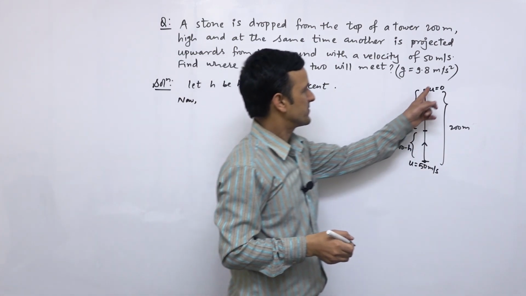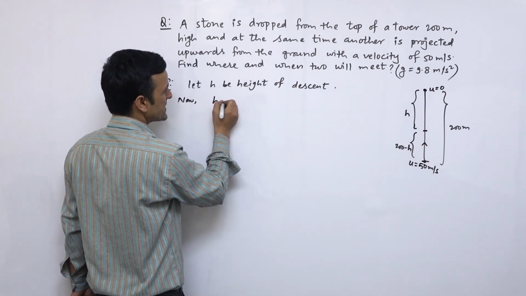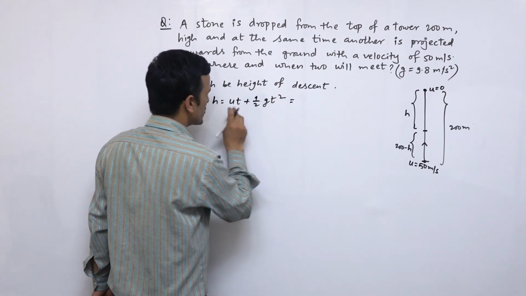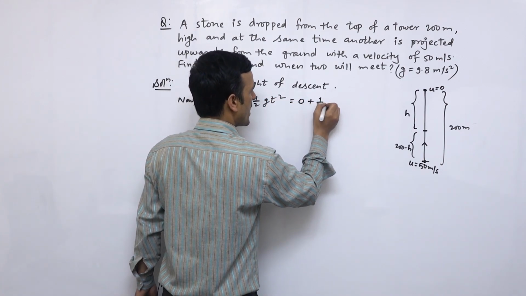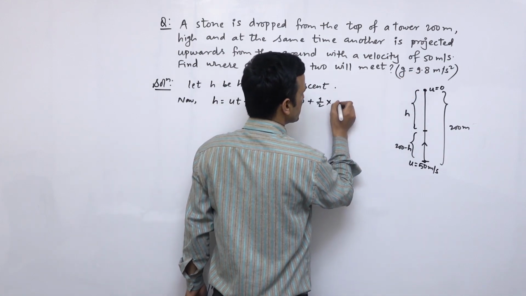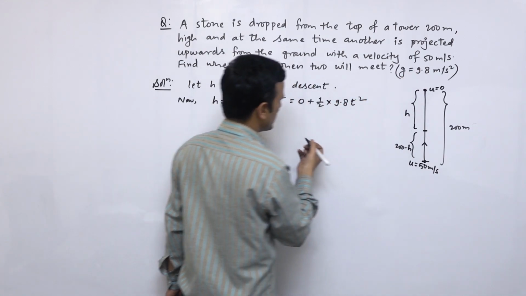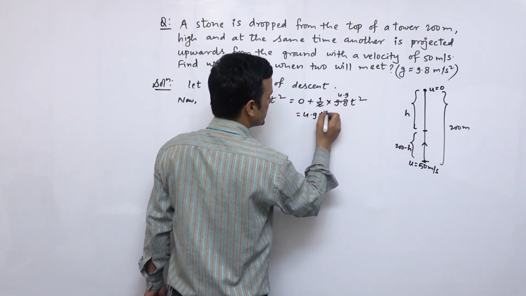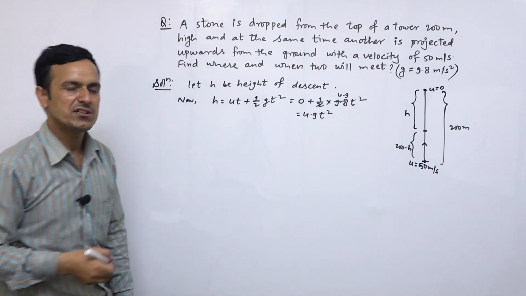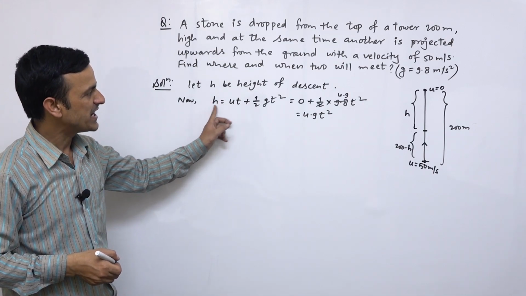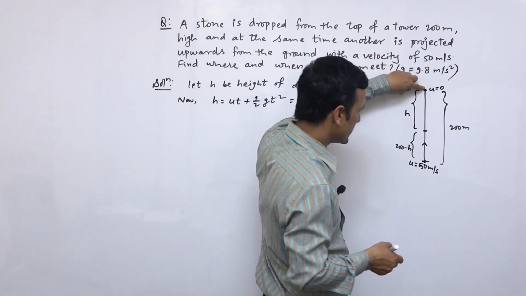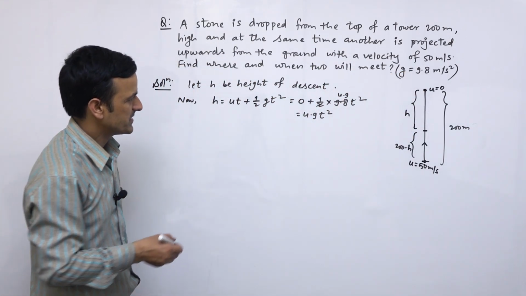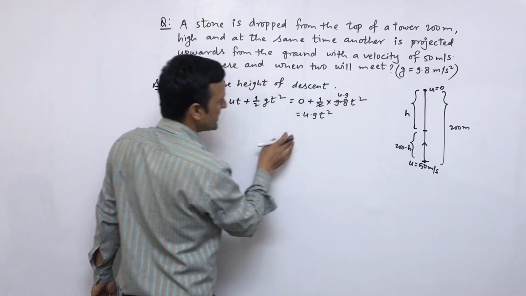Now for the first particle, from this point to this point, h is equal to ut plus half gt square. Here u is 0, half into g means 9.8 and t square. So it will be 4.9 t square. This is the height of the particle from this point to this point. This is the value obtained by this step.